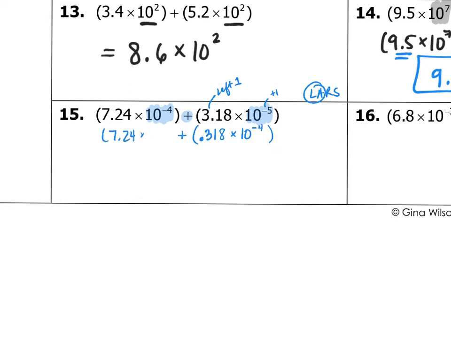And then this is the same, obviously. Okay, so moved it left 1 so that I can add 1, left add, right subtract. And then I'm going to add those two together to get 7.558 times 10 to the -4.